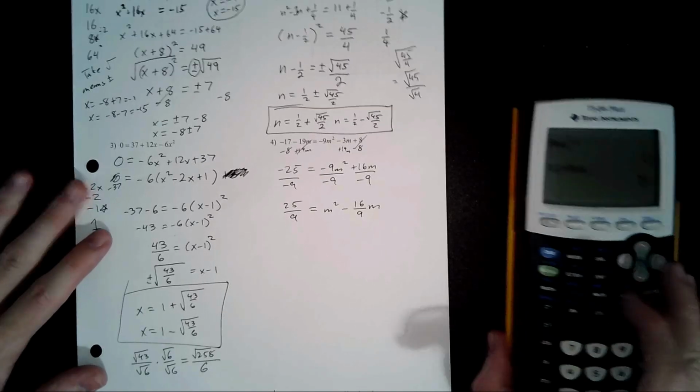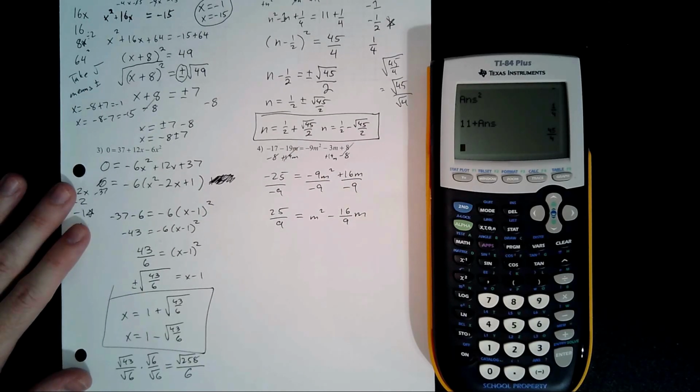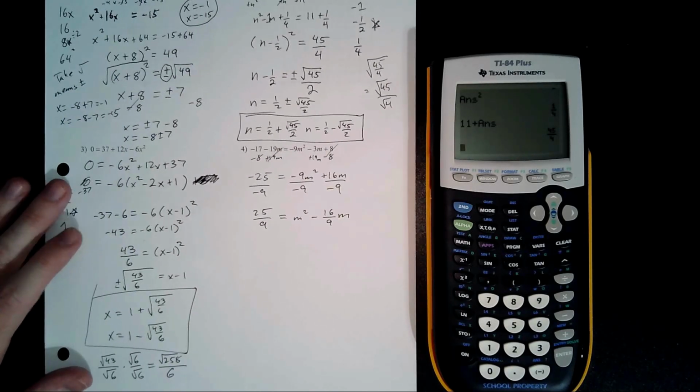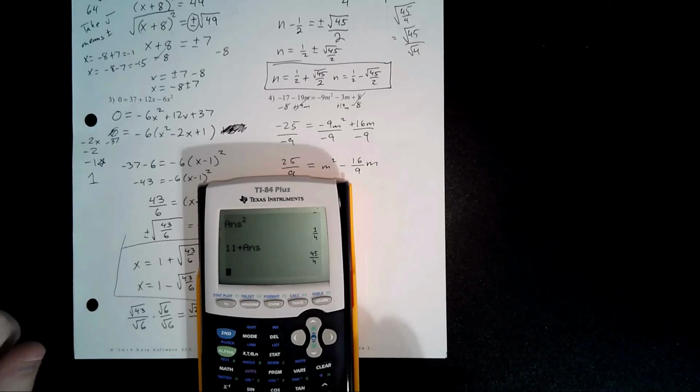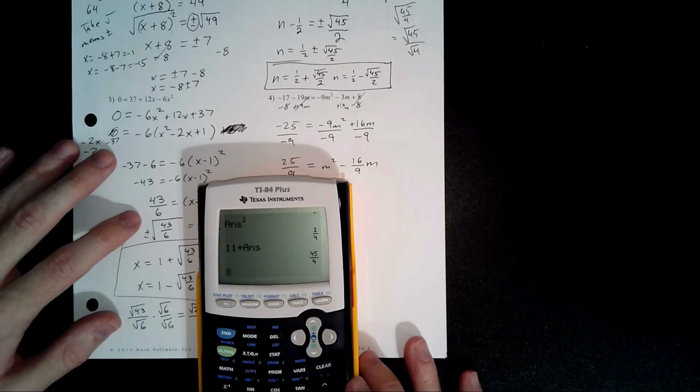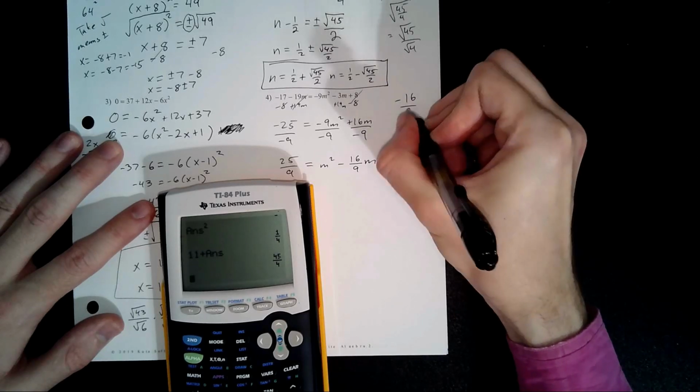Let's just do the whole thing on the calculator because we have such nasty numbers. Please note, you do not have to do this on the calculator. You are able to do this by hand, but you don't need to do it by hand. Maybe I should show you how to do it by hand before the calculator. Yeah, let's do that. So just this negative 16 over 9m part.